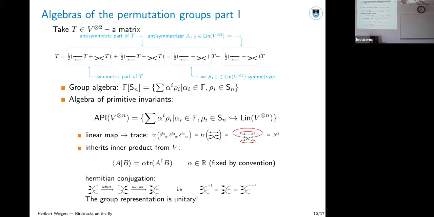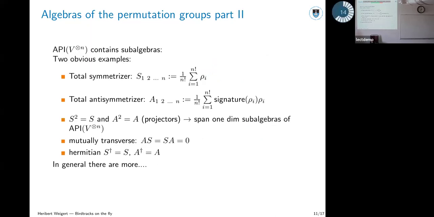So these are structures that you don't have on the group algebra. For this, I need to have a representation on these tensor spaces, where I'm getting all those extra ingredients from my vector space. So that's why we have all these extra tools available when we do this in applications. So what we've seen here is now an algebra, an algebra of linear combinations of these tensor operators.